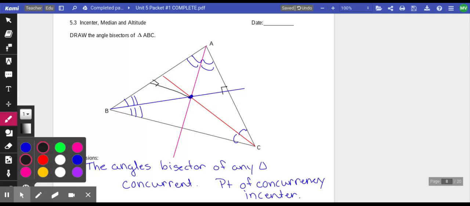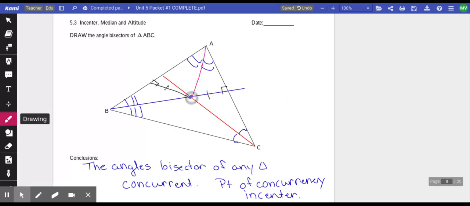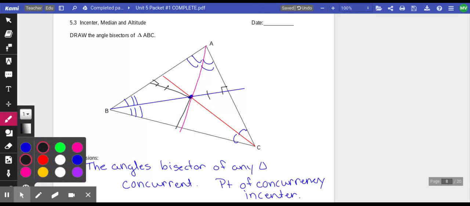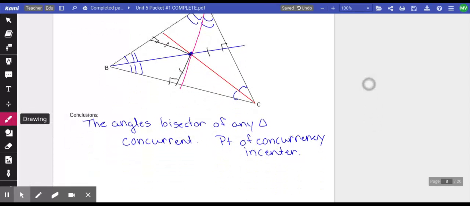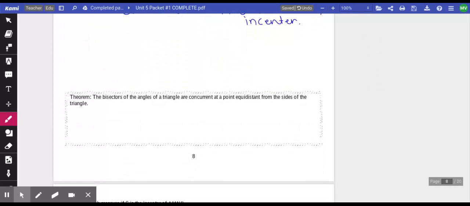So I'm trying my best to approximate this. And it may not necessarily, oops, didn't mean to erase that line. It may not necessarily always be on the angle bisector. Actually, most of the time it's not how I measure the distance, but they are indeed always equidistant from the sides because our theorem says the bisectors of the angles of a triangle are concurrent at a point equidistant from the sides. And this point is called the incenter because it's the center of the inscribed circle.